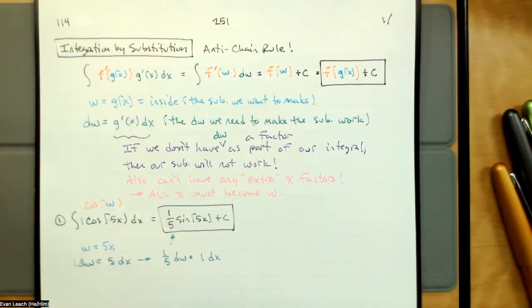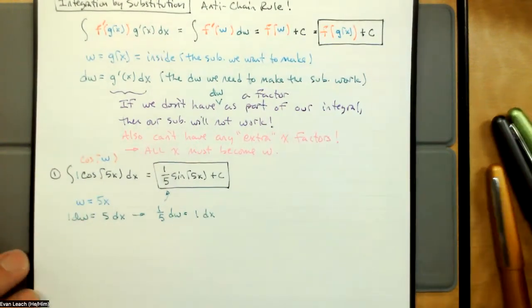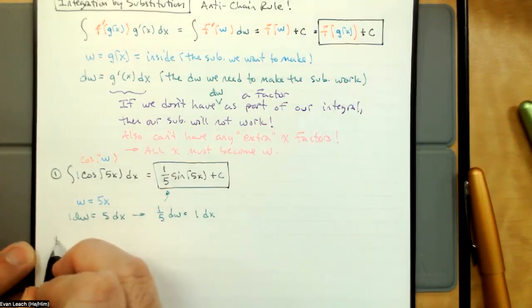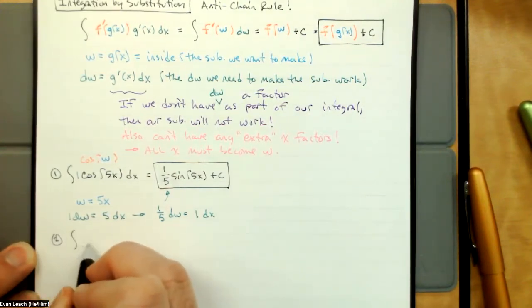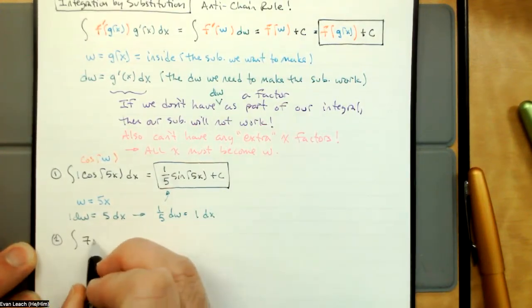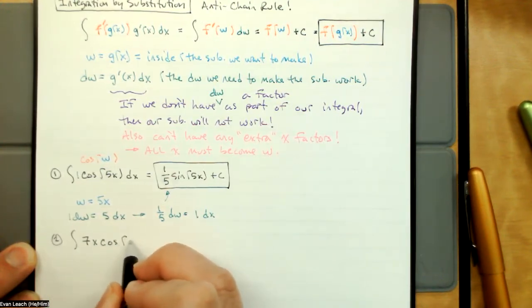The next one, I increased the 5x to a 5x squared. What that means is that the dw is going to require an x. So the second problem had this sneaky 7 that actually is just a constant factor, so we don't really care.